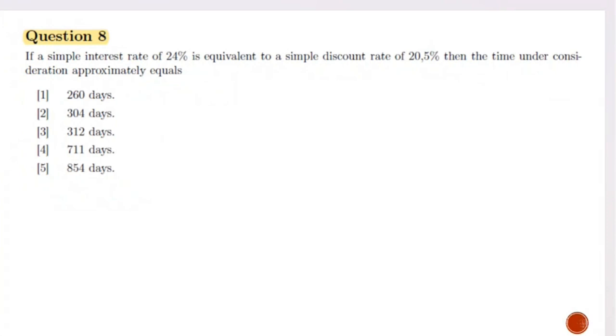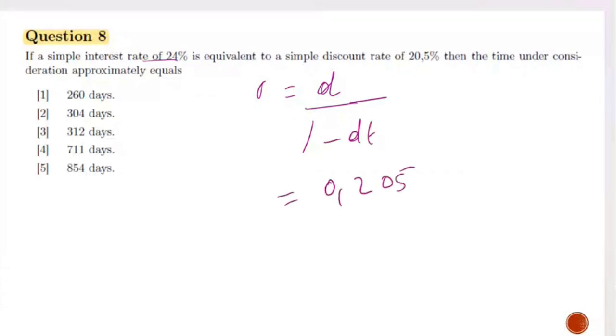Okay, a simple interest. I don't think this one would give you a problem. Remember, we are using a formula. R is equal to D into 1 minus, what is that formula? I forgot about it. Have you written it somewhere? 1 minus dt, that's the formula you're going to be using here. So your D here is equal to 0,205 divided by 1.